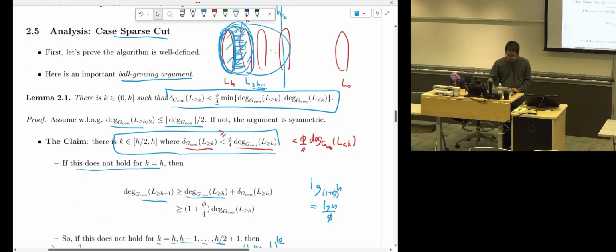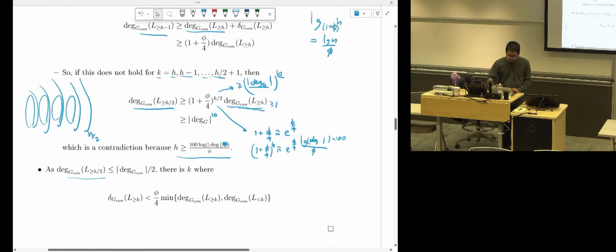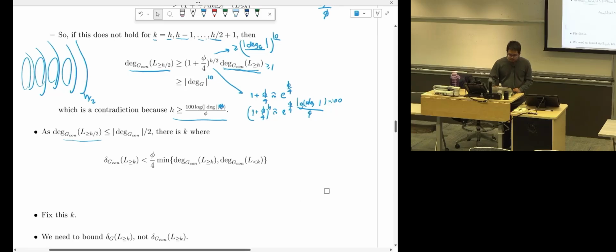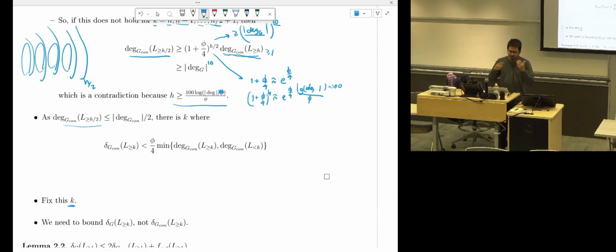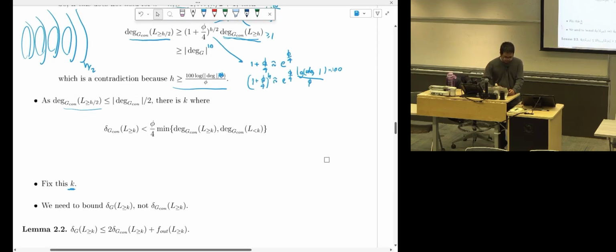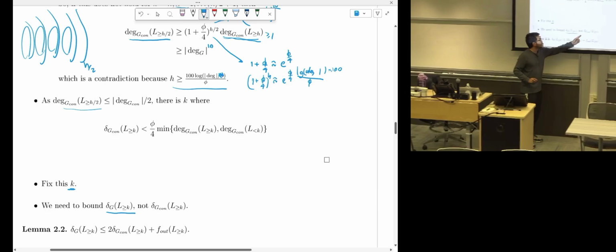Okay. So now in G-con there is a sparse cut. So now let's say we fix this cut. Okay. We're now going to show that this cut is also sparse in the original graph. So what we need to bound is the size of the cut in G, not in G-con.